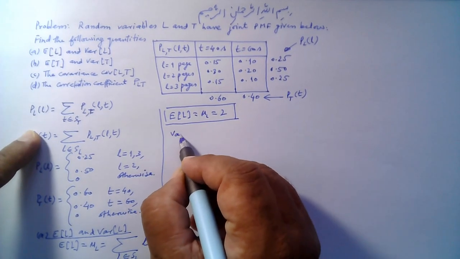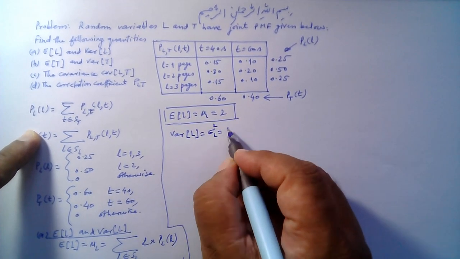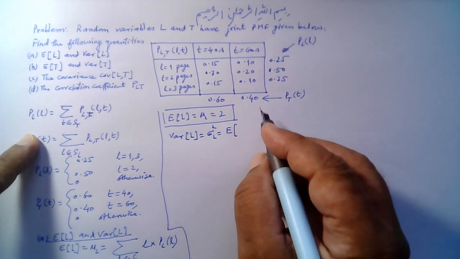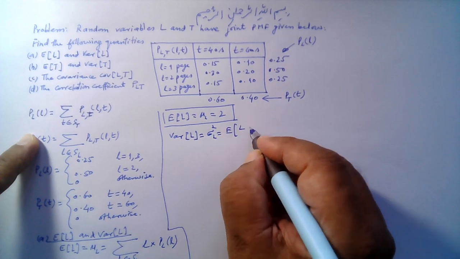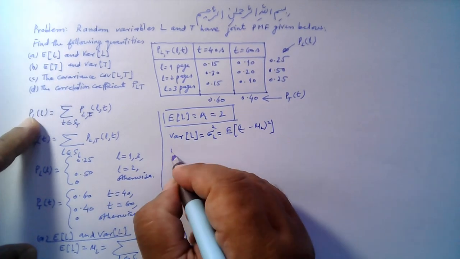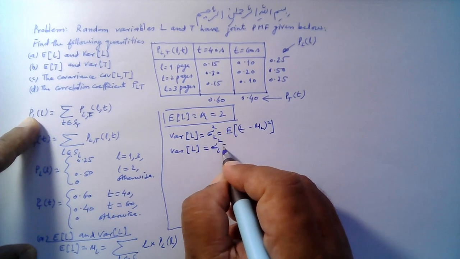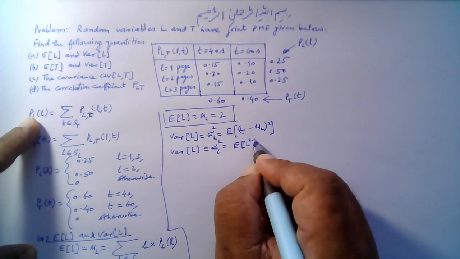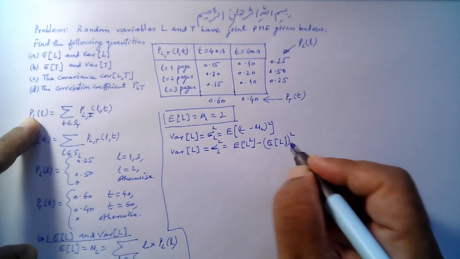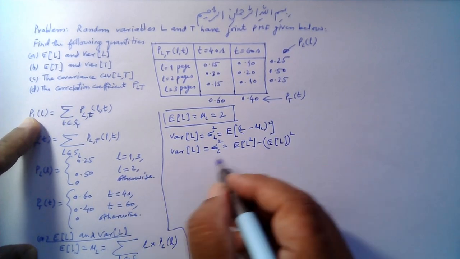So the variance of random variable L, also denoted by sigma L squared, is equal to the second central moment of L. This is given by the expected value of (L minus mu L) squared, right? This can also be shown to be equal to the expected value of L squared minus the square of the expected value. We already have calculated the expected value. We just need now to calculate the second moment around the origin.